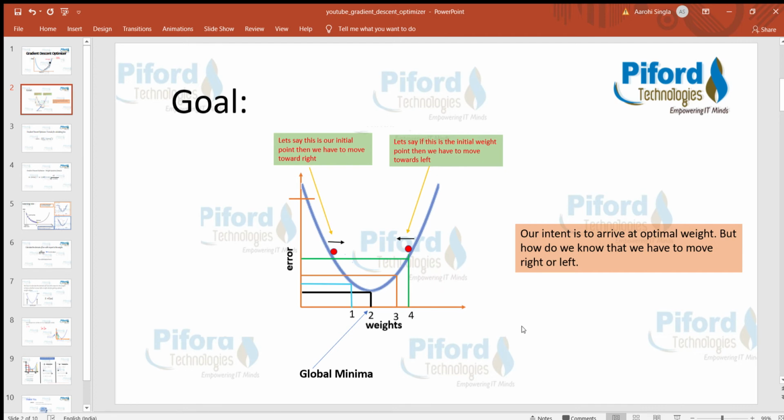So is it clear till now what we have discussed? The optimizer is used to reduce the error, and we can reduce the error by updating the weights. And while updating the weights, the main challenge is how we know in which particular direction we have to update the weight. For that I'll show you a mathematical formula. By using that formula we can easily know whether to move in the left direction or the right direction to reach the global minimum. All right.